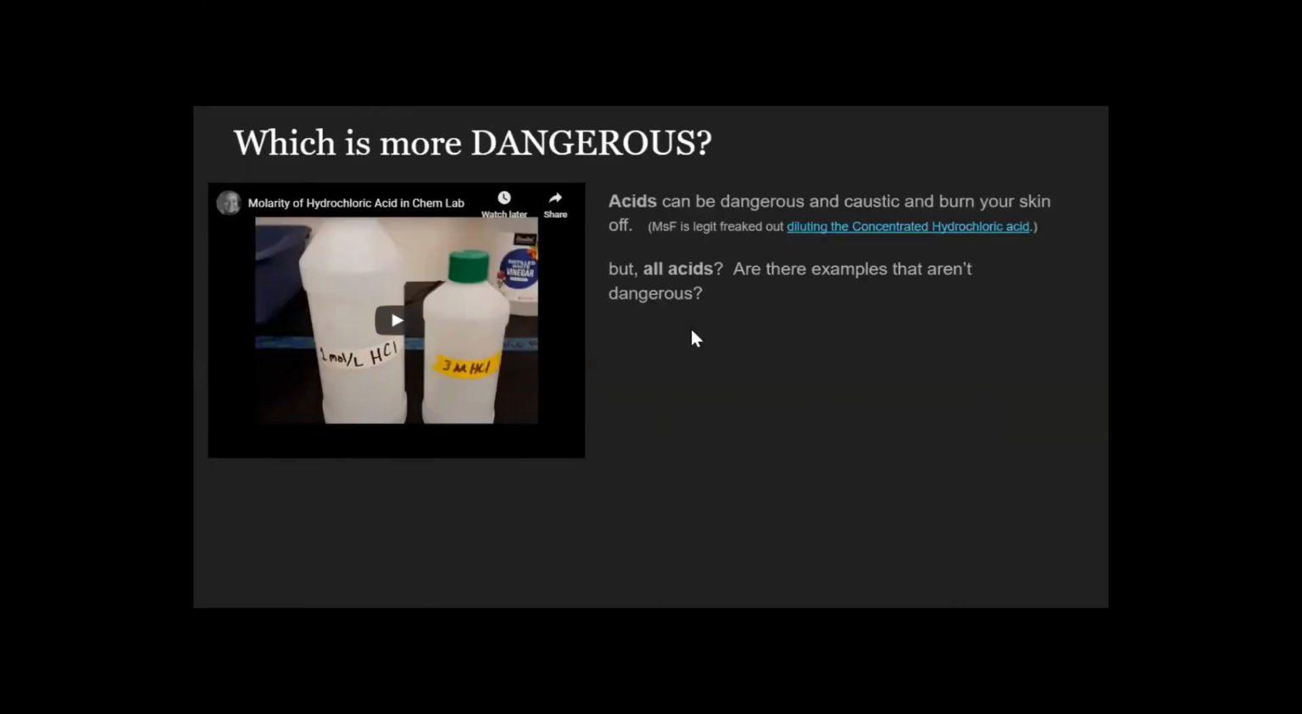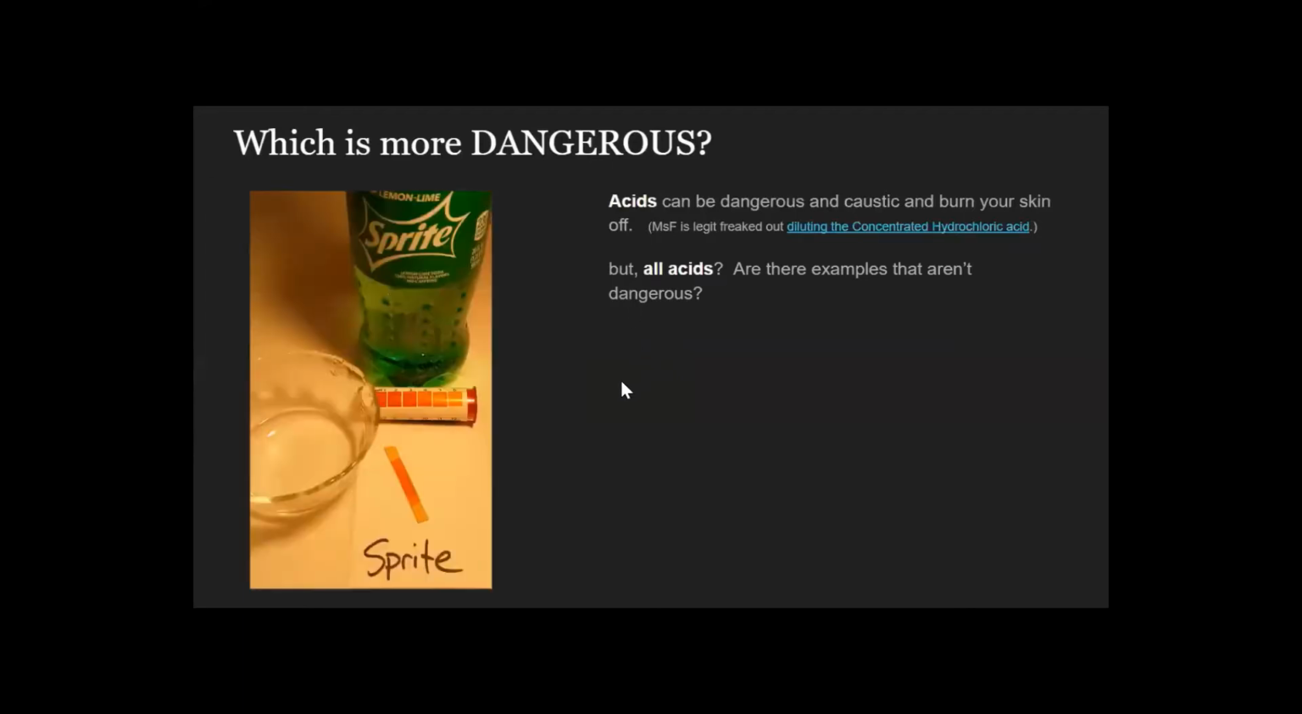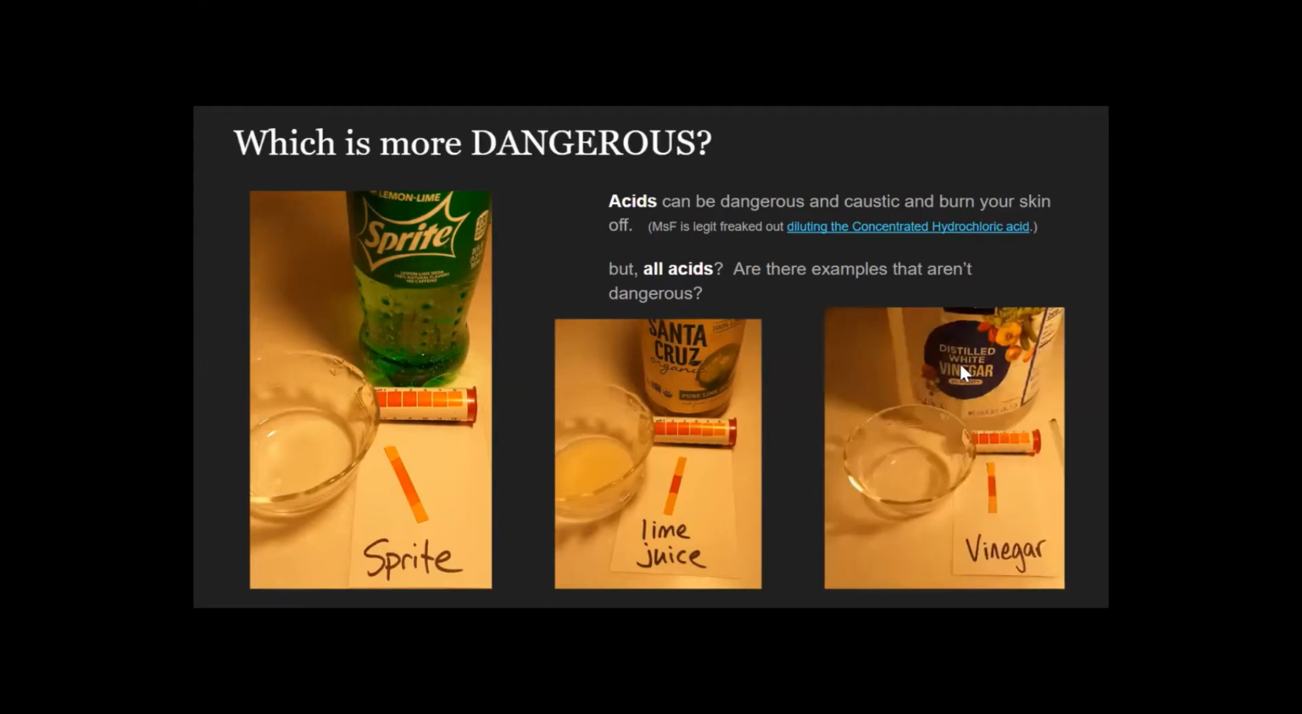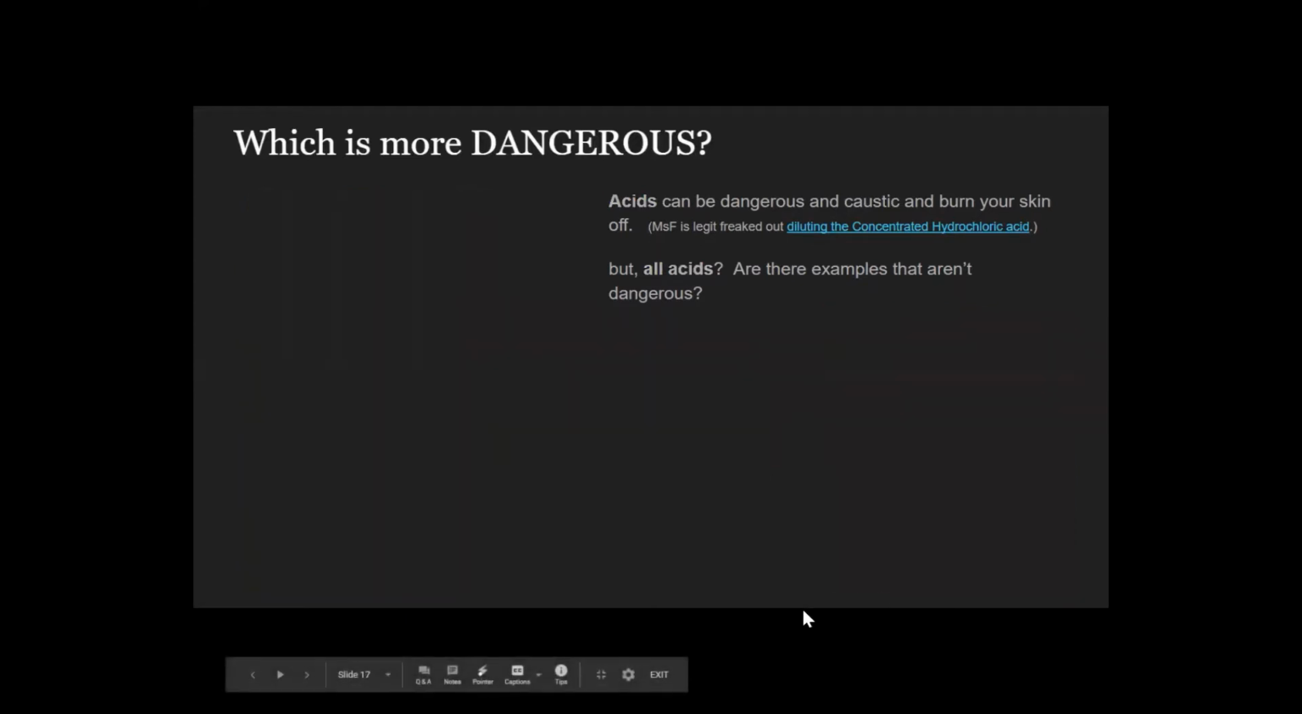But are all acids dangerous? I'm pretty sure you can think of some examples of acids that we looked at last time that are not dangerous. Pop, pretty sure you're not scared of that one. Lime juice, oh, scary lime juice. And that's a 2 on the pH scale. It's way down here on the pH scale. And vinegar is also an acid, but we wouldn't consider it dangerous.